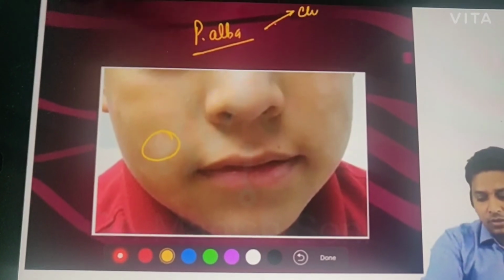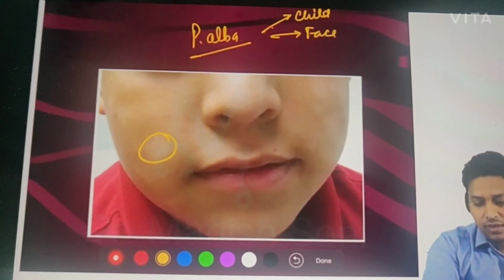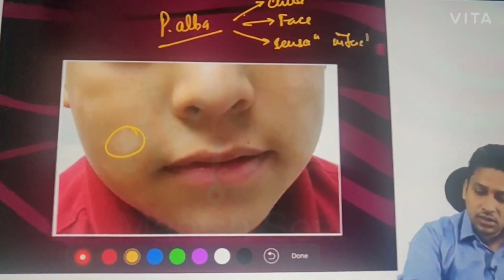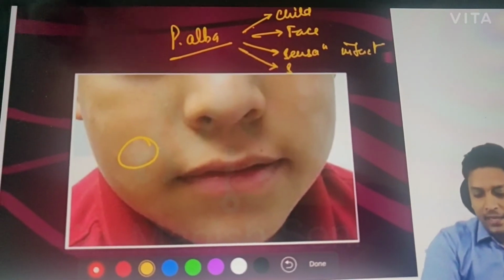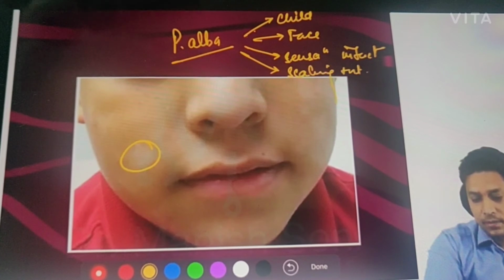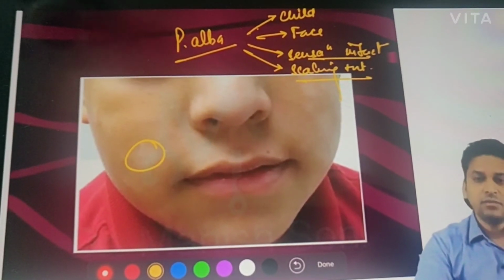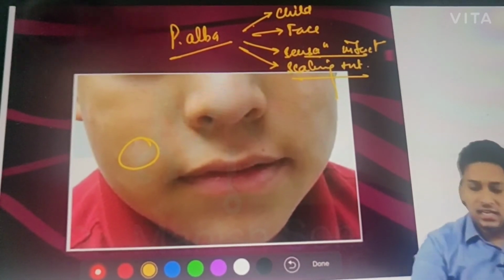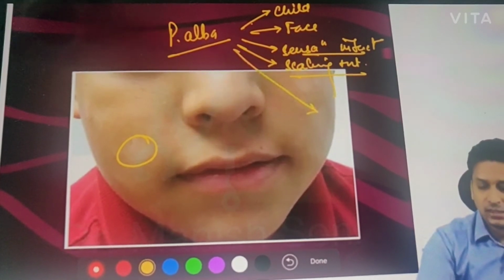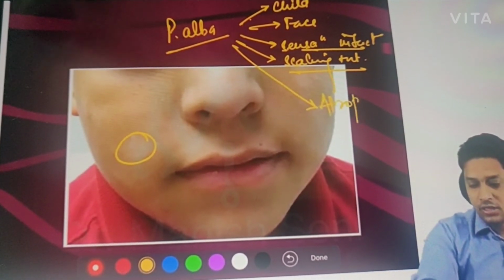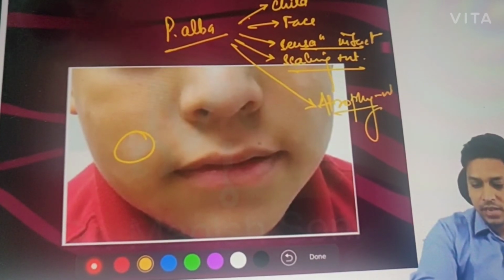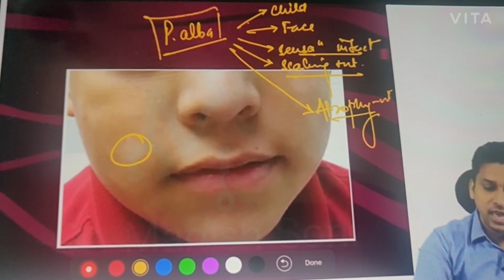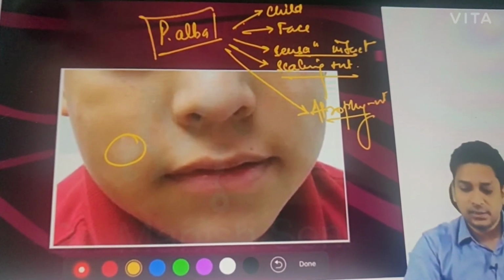Pityriasis alba is common in children, and over the face of these children you will find these hypopigmented lesions. Here the sensation is intact, so this is not a case of leprosy, and scaling might be present. With the help of these points you can very easily differentiate it from indeterminate leprosy, where the sensation is generally impaired and scaling is absent, while here scaling is present. Atrophy is generally seen over the lesions of leprosy, but here atrophy is absent. So atrophy is absent, scaling is present, and sensation is intact. This is a case of pityriasis alba, hypopigmented lesions over the face in a child.